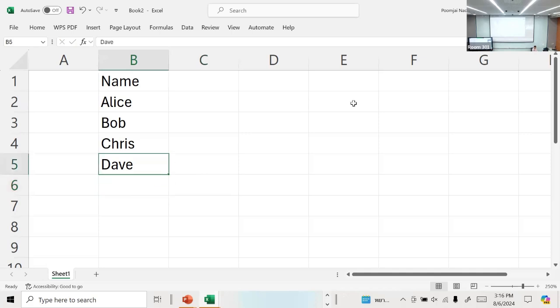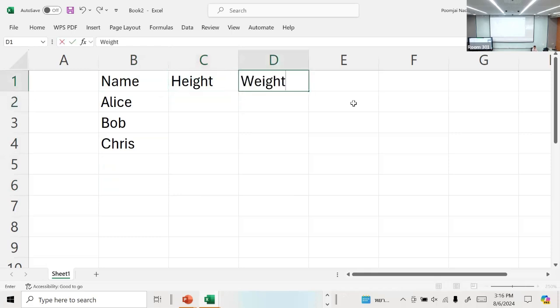Okay. Now, what makes this tabular data? Well, because I have height and I have weight, right? So you can fill all this, right? Why is this a table? Yes, it's a table. Look, row, column.